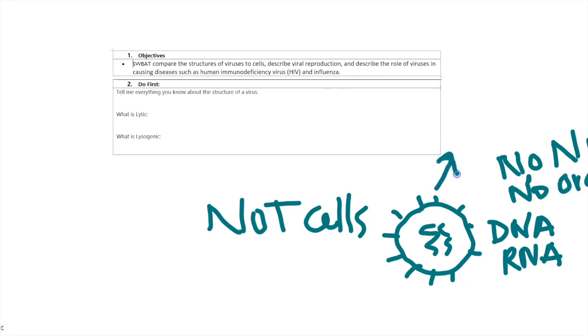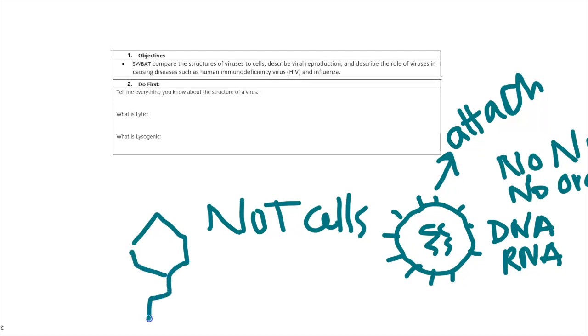It'll also have these little projections. These are to help it attach to its target cells and then infect your cells. The other thing I want you to know about viruses is sometimes they can look like this. These are called bacteriophages. They look kind of like little aliens. These ones attack bacteria.